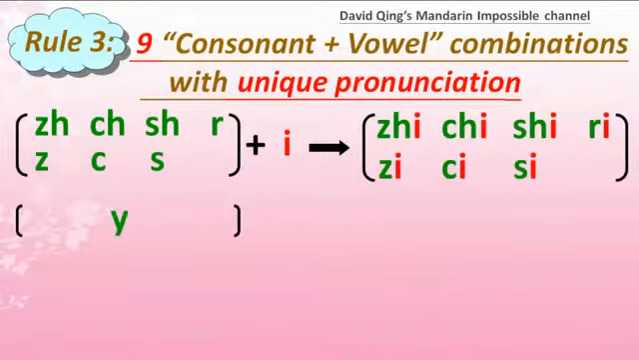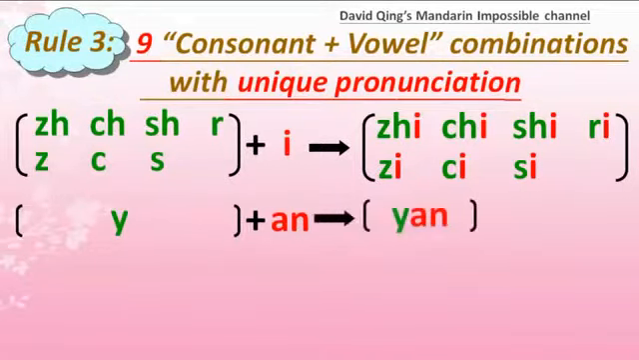The eighth combination is the consonant y combined with the vowel an. It is not pronounced yan. It is pronounced yen, yen. The pronunciation of yen is just like the vowel symbol you see on the screen.